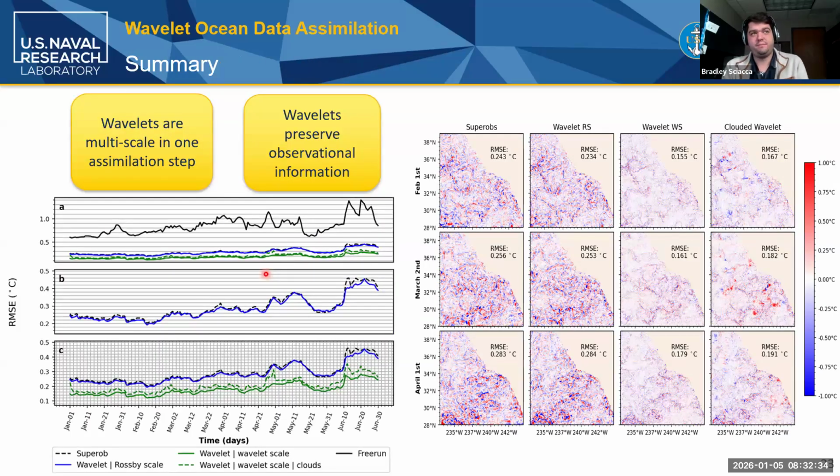So in summary, our wavelets are naturally multiscale with one assimilation step, because we are keeping just those approximation coefficients and removing all of our details. This is also going to preserve more observational information compared to superobs, because we have an inverse transform that can return us back to the full model grid.